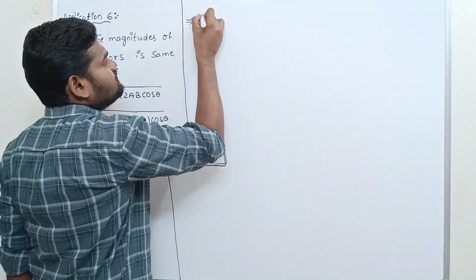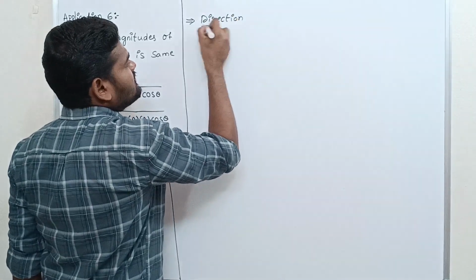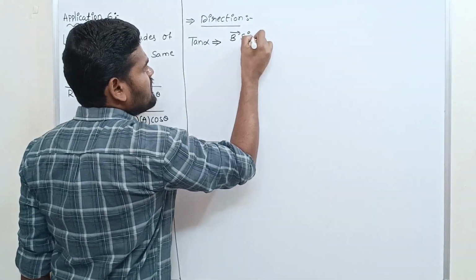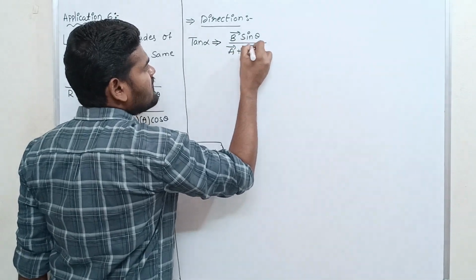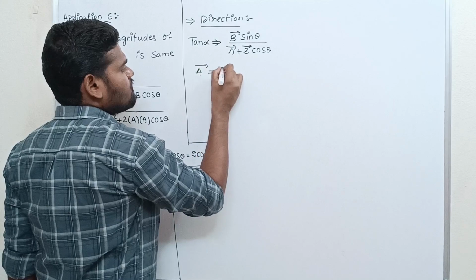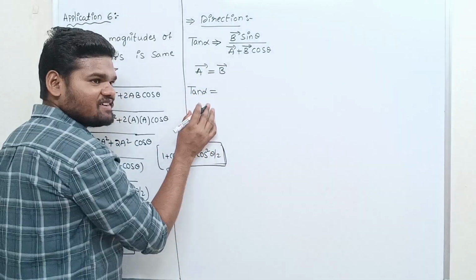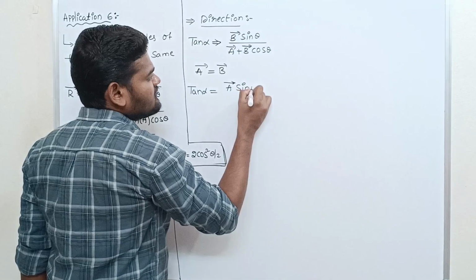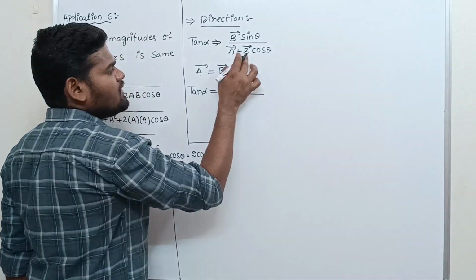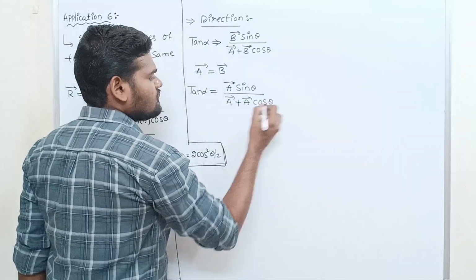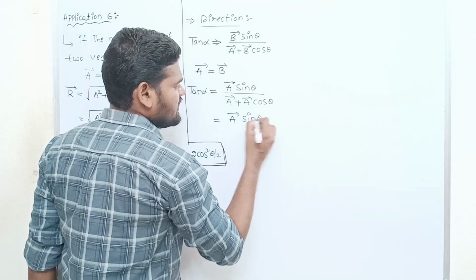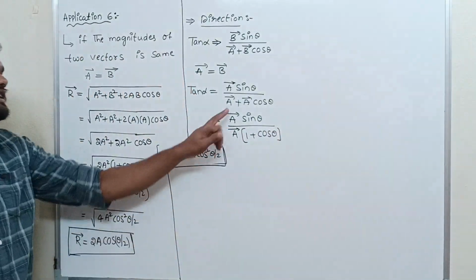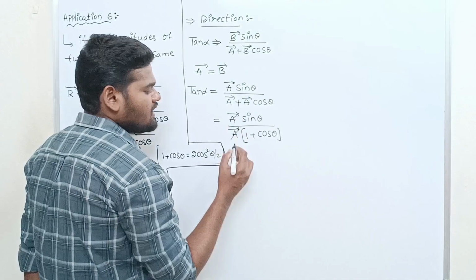Okay. Let us see the direction. What is the formula for direction? Tan alpha is equal to b bar sin theta divided by a bar plus b bar cos theta. We have a bar equal to b bar, so we can write tan alpha. Completely basic mathematics. What is b bar? b bar is a bar. So tan alpha is a bar sin theta divided by a bar plus a bar cos theta. If you take a bar common, you will get 1 plus cos theta, so a bar gets cancelled out.